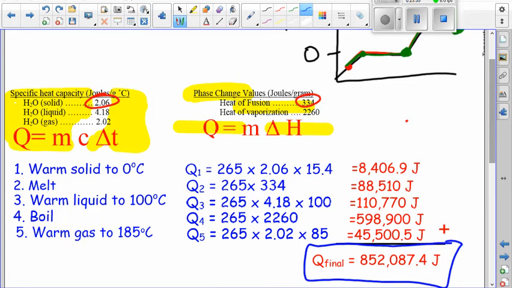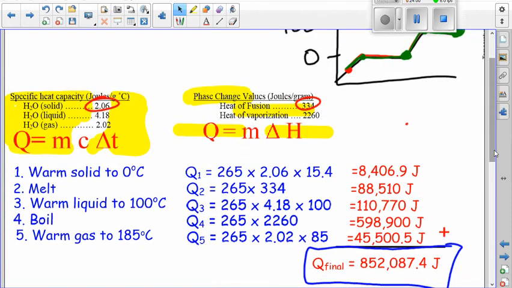And now I'm done. What this is saying is, hey, if you want to melt 265 grams of ice that's currently stuck at negative 15.4 degrees Celsius, and get it all the way to the point where it boils and becomes steam at 185 degrees Celsius, you will have to pump 850,000 plus joules into that ice to get that to happen. Okay? Do you guys see how the math itself is not super difficult, but the organization is key? I mean, look how much stuff you had to write down for this one problem.